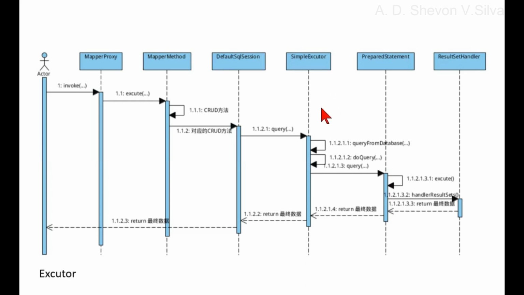Then through layer by layer calls, we will finally come to the doQuery method. Here let's find an executor to see the implementation of the doQuery method. I choose simple executor here.